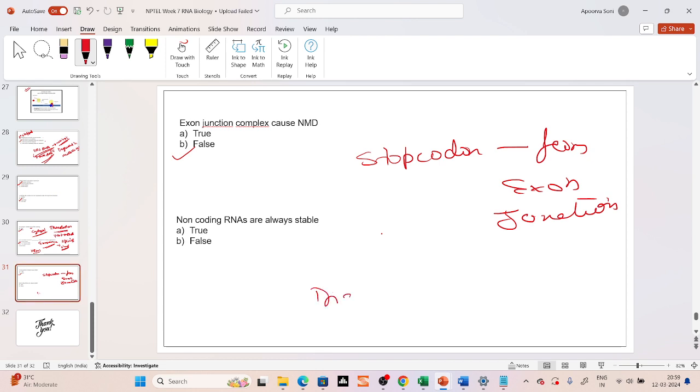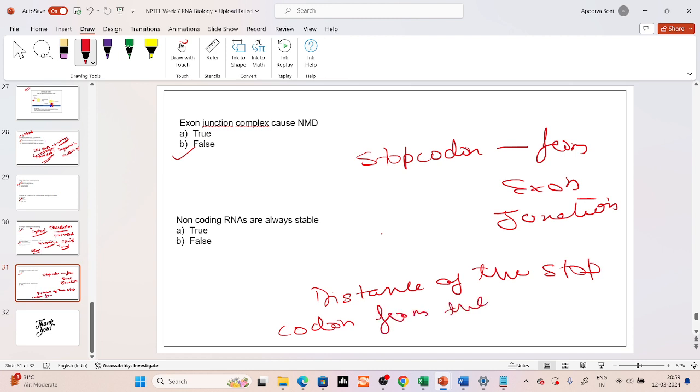Okay, it is the distance of the stop codon from the exon junction complex. Now, next and the last question for the week is, non-coding RNAs are always stable. True or false? Non-coding RNAs are always stable. True or false?